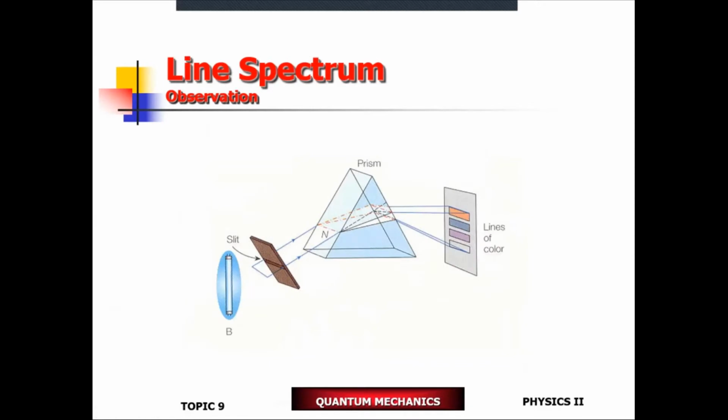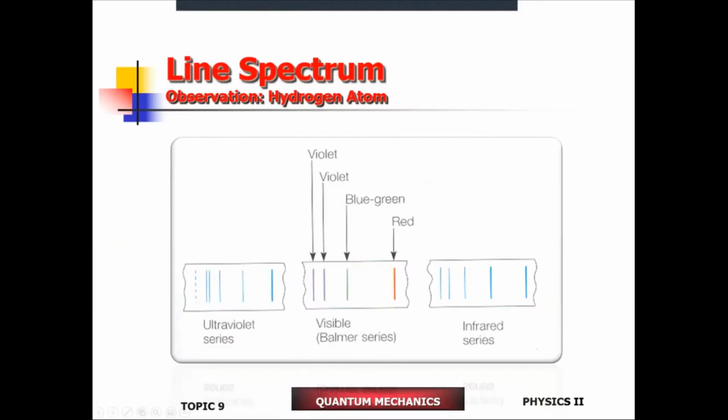You change your light source from a regular light source to hydrogen, and boom, you end up getting this color spectrum. You end up getting these 4 different colors. This is known as a line spectrum. You've got red, a combination of blue-green, and 2 shades of violet.